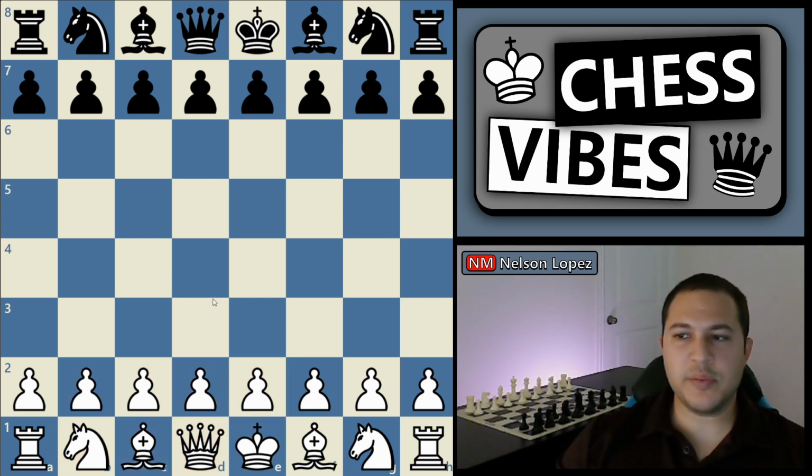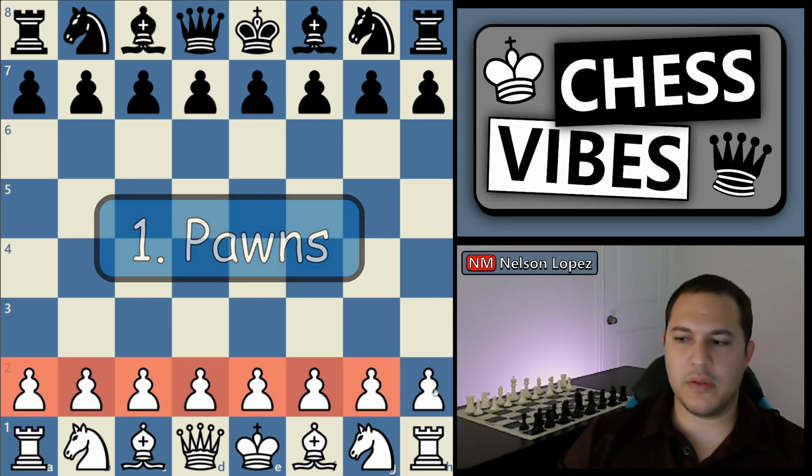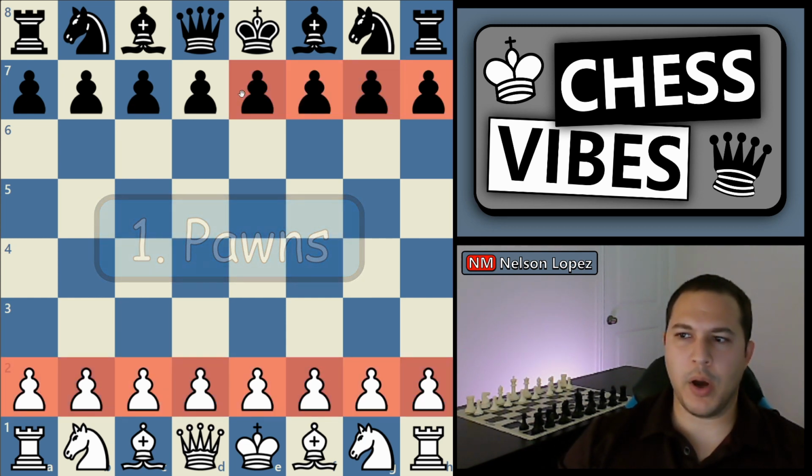However, chess players tend to refer to specific pieces differently. And there's three groups that they fall under. So the king doesn't really fall under a group, it's just the king. But all the other pieces fall into one of three categories. So the first group are the pawns. So if you're talking about one of these pieces, you would just say it's a pawn.